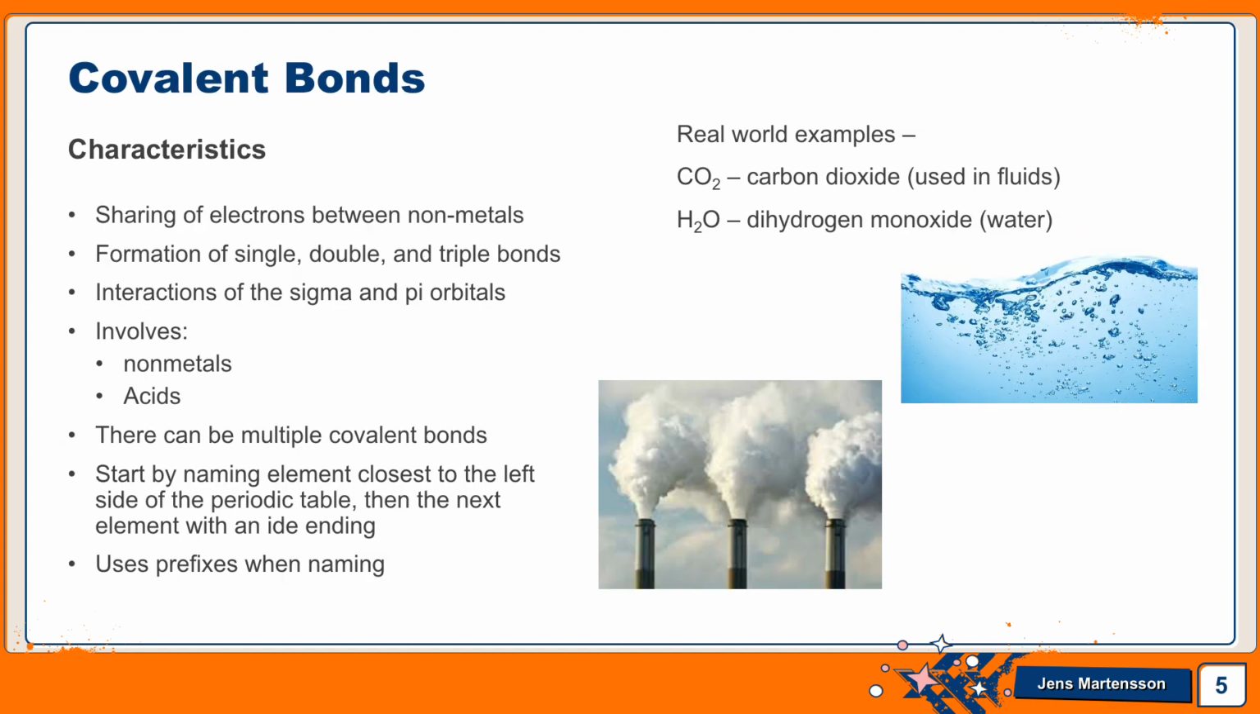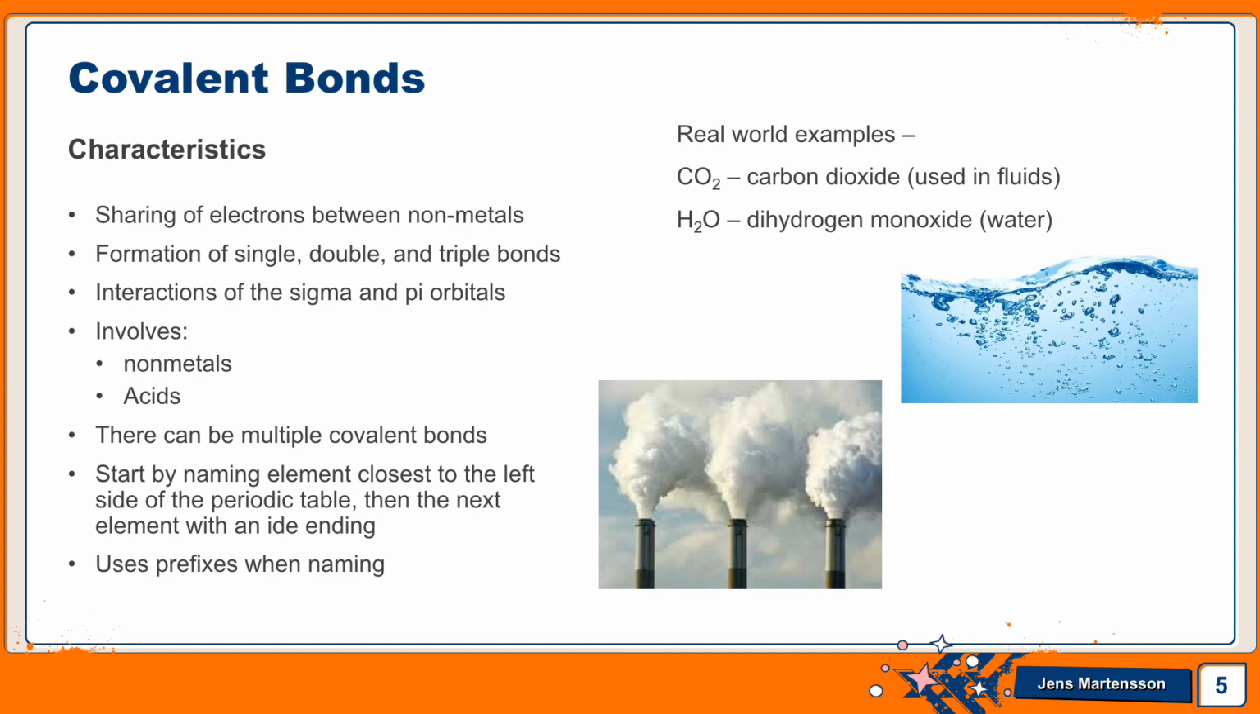Next up, we're looking at covalent compounds. So covalent compounds are when there's a sharing of electrons between nonmetals. Both compounds are in need of the same number of electrons to achieve a full outer shell, resulting in the sharing of electrons to satisfy the octet rule. They allow molecules to share electrons with other molecules, which creates long chains of compounds and allows more complexity in life. Covalent bonds form single, double, and triple bonds, and they are interactions within the sigma and pi orbitals.